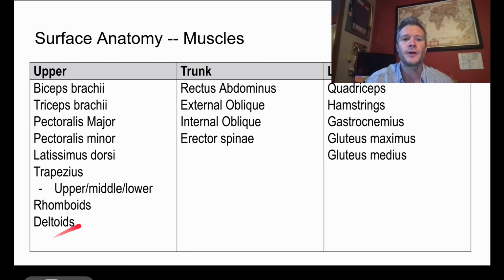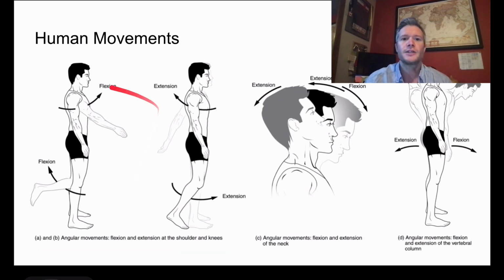Now we're going to talk about movements, okay? So human movements. And again, these happen typically along one plane, and we'll show what they are. So here we have flexion, okay? That means coming up and forward. So if I was to flex the arm, it'd be like that.